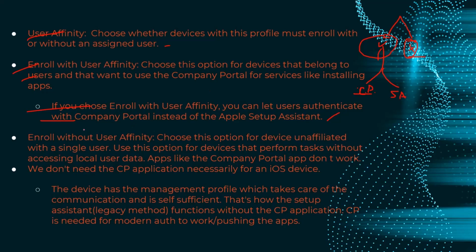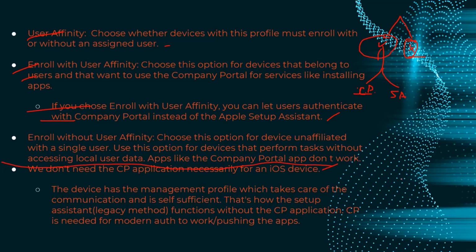Choose this option for devices unaffiliated with a specific user, and use this option for devices that perform tasks without accessing local user data. Apps like company portal don't work. We don't need company portal application necessarily on an iOS device for this to function. Okay. Now, again, this is actually a separate point.